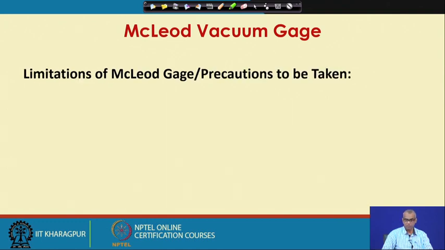However, there are some limitations of the McClure gauge, or we can also say precautions that are to be taken. The gas must obey Boyle's law, because the key step was that the product of pressure and volume before compression and after compression are equal, which is Boyle's law. So, gas must obey Boyle's law.